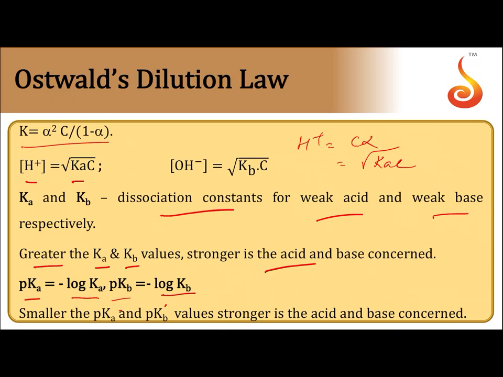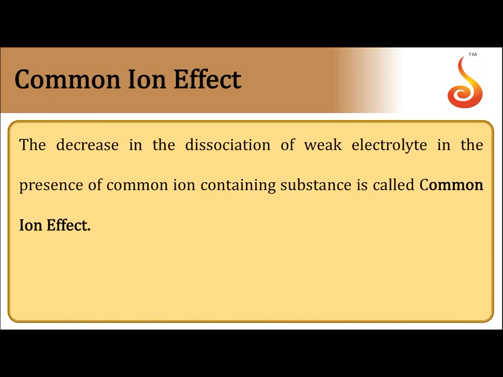So the smaller the value of pKa, the stronger the acid. The smaller the value of pKb, the stronger the base. So a higher value of Ka or a smaller value of pKa means a stronger acid. That is regarding Ka and pKa. Then comes the common ion effect.